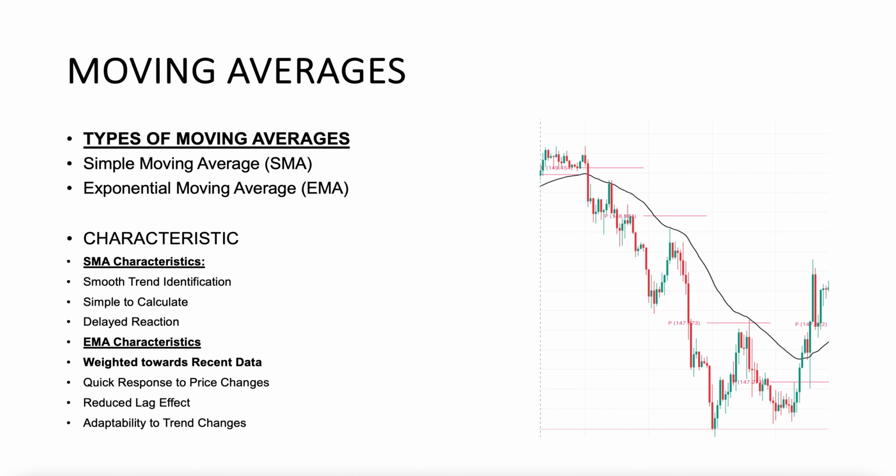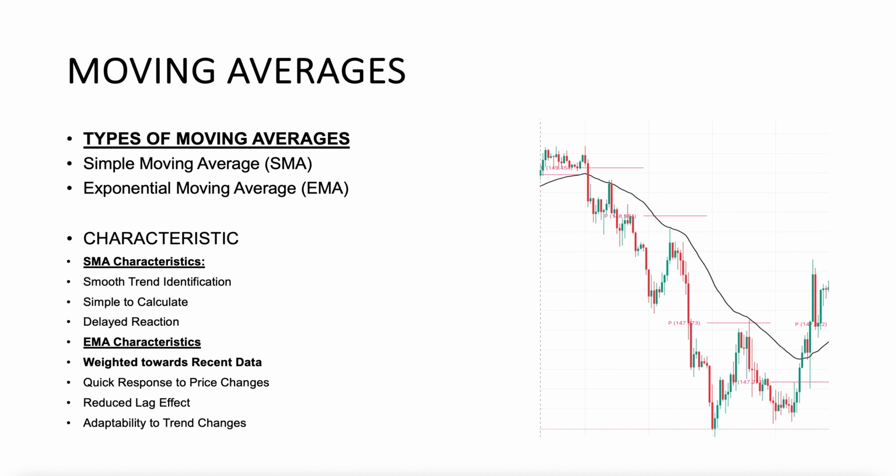Now we have two types of moving averages. You need to know there are two types of moving average before you begin to use them, in forex trading or crypto trading. They're all similar and alike. So we have the simple moving average, which is the SMA, and we have the exponential moving average, which is the EMA.